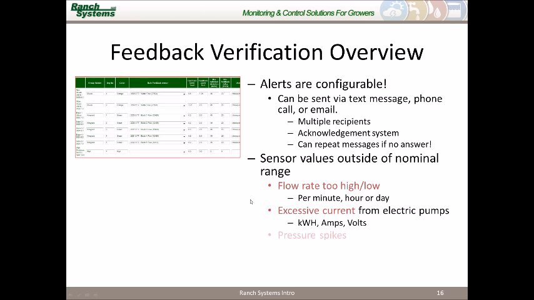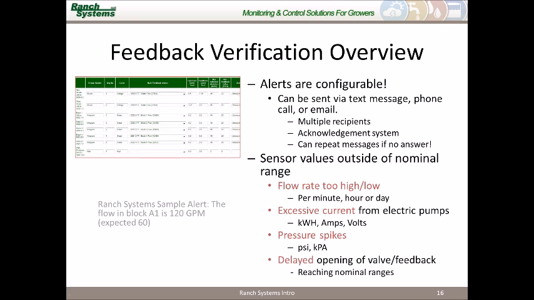So alerts are very configurable in the online system. They can be sent via text message, phone call, or email. You can select multiple recipients, separated by a comma. We have an acknowledgement system, so after you get a text message using the rules and alerts in the online system, you can also set an acknowledgement timeout, the period of time that we expect to get someone to pick up and say, I've got this. And if nobody issues an acknowledgement of an alert, we can repeat the messages if there's no answer.